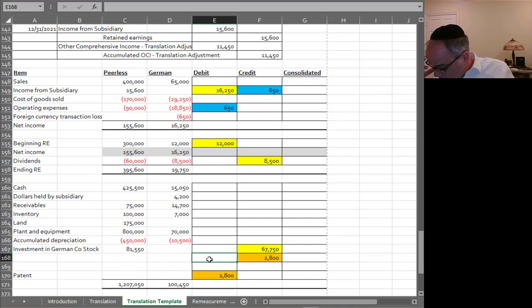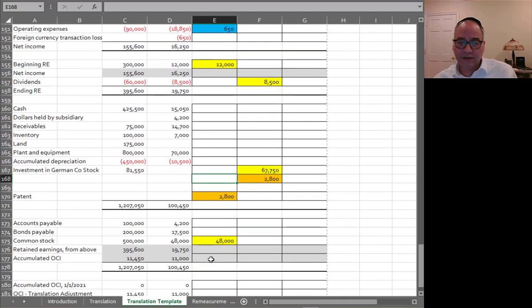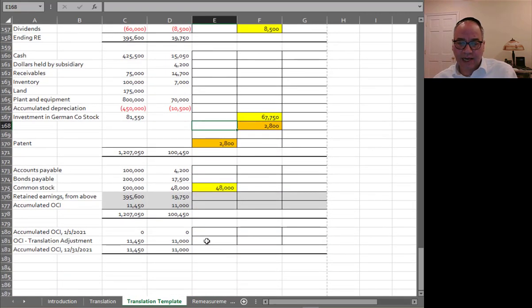Next, I'm going to record my accumulated OCI. If you remember, we had this OCI adjustment by the sub and by the parent, and we dealt with this, I think, in chapter 5. So I'm going to need to debit this because I don't want to record it twice. And again, the credit is going to go to the investment account.